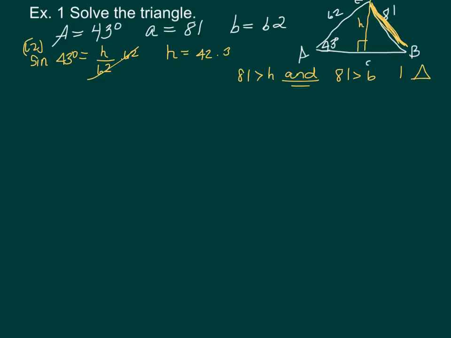So I'm going to solve it now. I'll find angle B next, since we have side b. Sine 43 over 81 is equal to sine B over 62. So you would cross multiply.